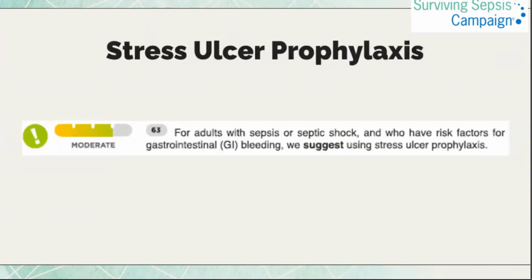For adults with sepsis or septic shock, when there are risk factors for GI bleed, we suggest using stress ulcer prophylaxis.